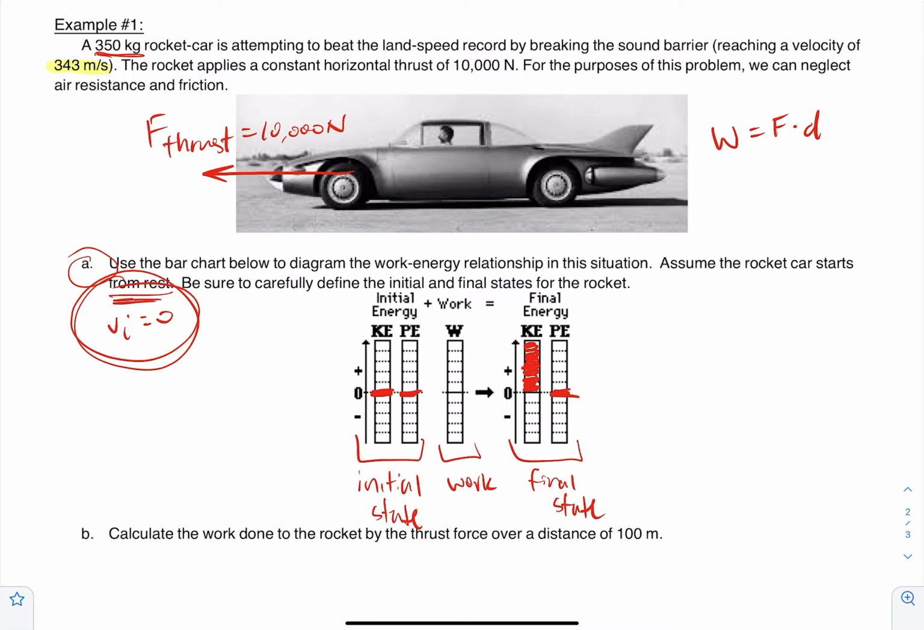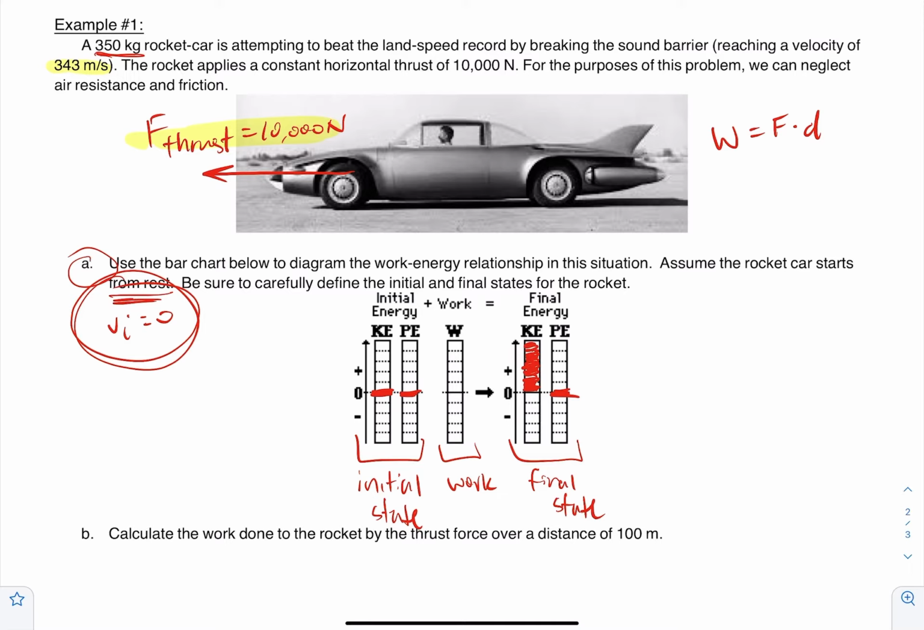And so now if we're looking at this relationship, what we're seeing is that we're going from an initial state of nothing, right? No energy, to now a final state of having energy. And so where did this energy come from? Well, it came from work. Work was done, and work was done in the form of this force of thrust on the rocket car, okay? And so that force applied over a distance produced work.